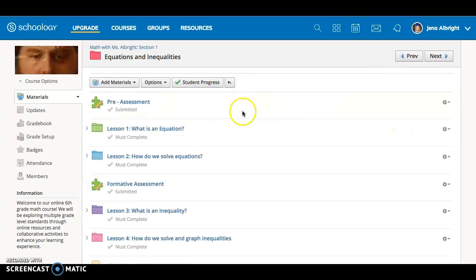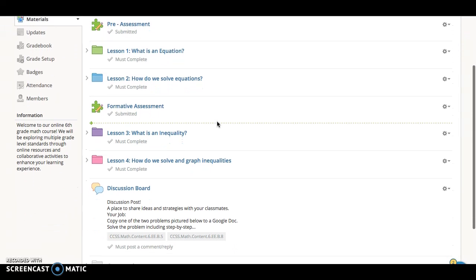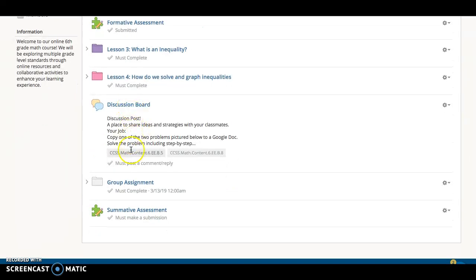Now I've incorporated everything into one folder that is comprised of the entire unit. We have our pre-assessment, and this is all completed in sequence, meaning students must complete the pre-assessment before moving into lesson 1, lesson 2, and so forth. Pre-assessment, lesson 1, 2, and then we have our formative, lesson 3 and 4, the discussion board, our group assignment, and then finally the summative assessment.